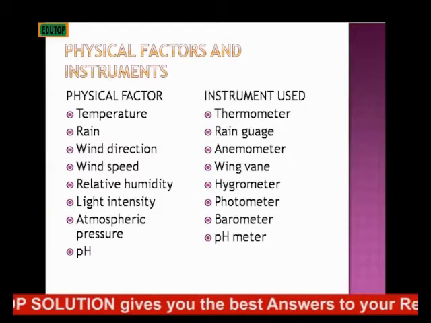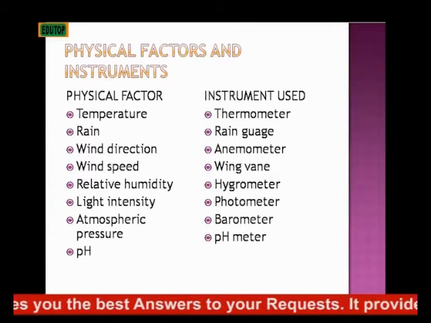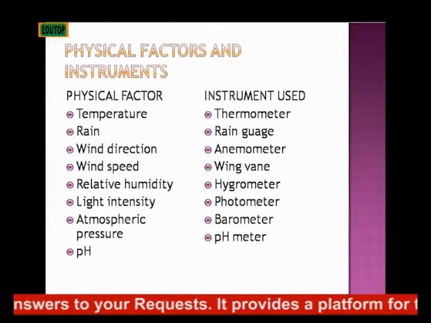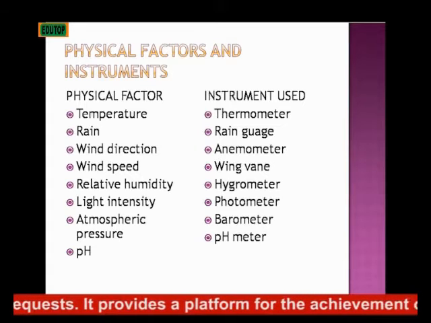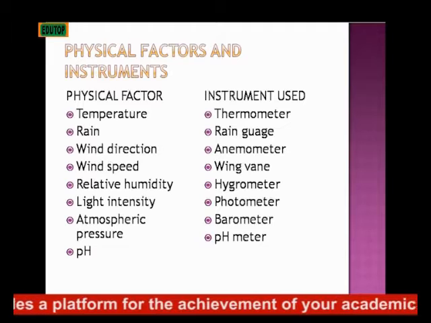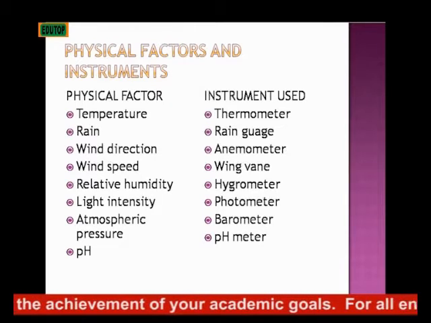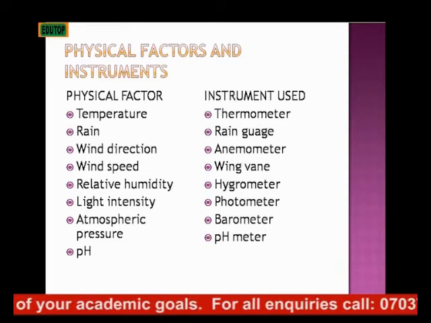Temperature, which is the hotness or coldness of a place, is measured by a thermometer. So a thermometer is used to measure the temperature of a place. Those are the instruments used in measuring temperature. If you want to determine the temperature of this place now or your room, you have to get a thermometer. Then rain. The amount of rainfall in a place is determined by the instrument called the rain gauge.